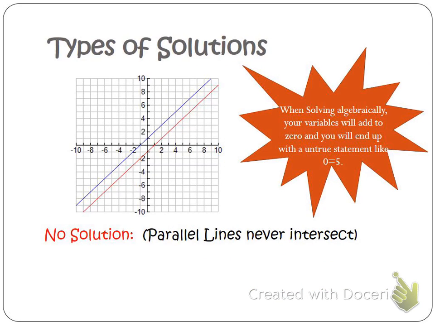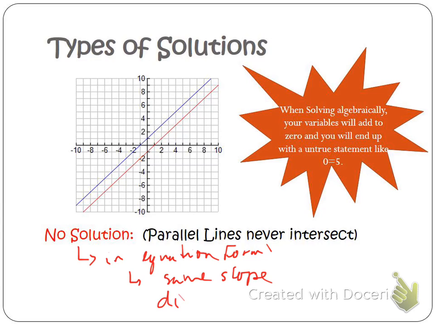And then it's possible that the two lines are never going to intersect, which would make them parallel. And if they're never going to intersect, then they're never going to have a point in common, which means that there's not going to be any points that work for both equations. And so that's a situation where we have no solution. And in equation form, we're looking for same slope, different y-intercept.